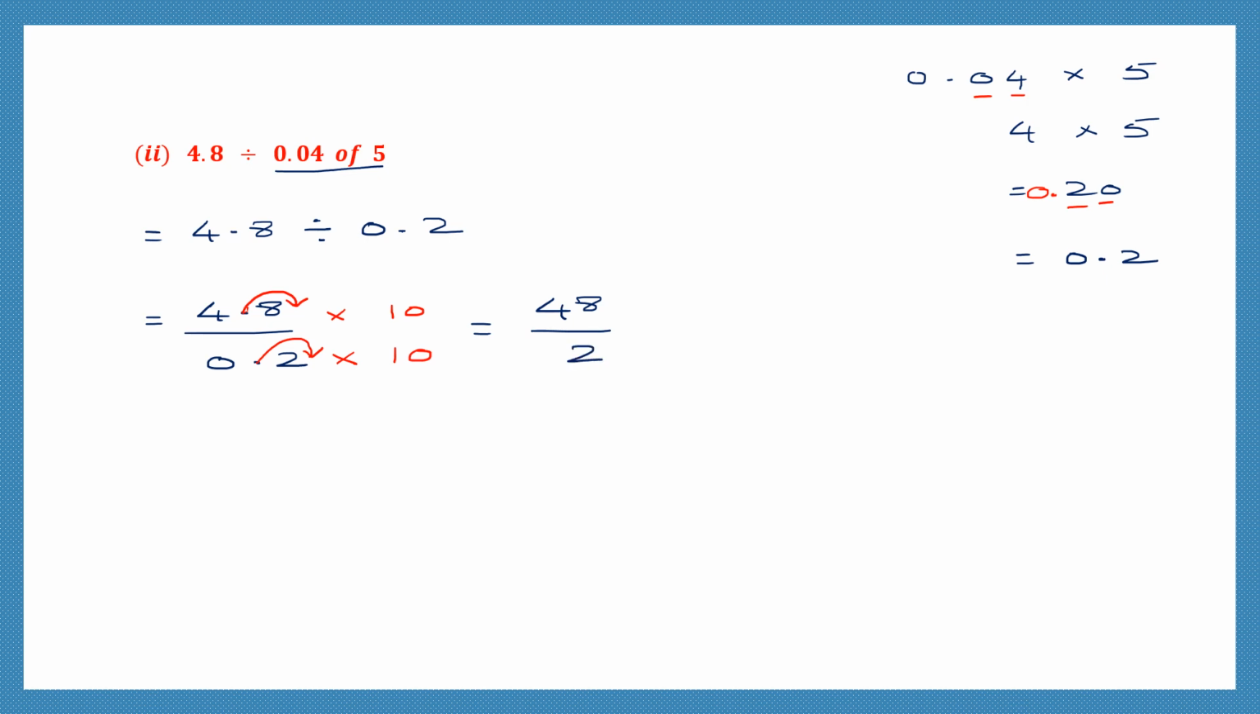Now 48 by 2 is normal division. So let's do that: 48 divided by 2. 2 2s are 4, minus, 0, 8. 2 4s are 8, minus, 0. And our quotient 24 is the answer. So what's the answer here? 24. Our final answer.